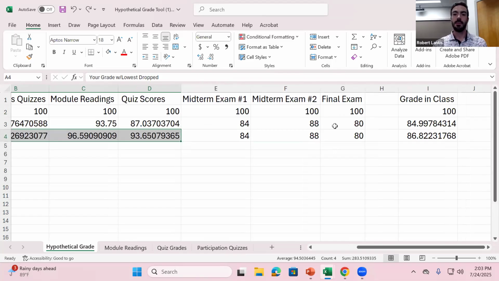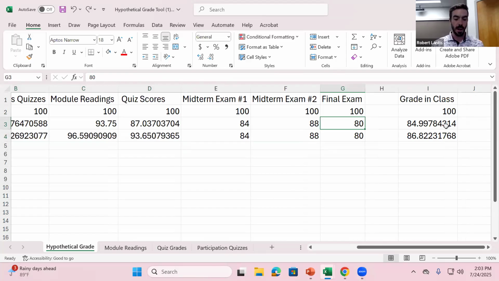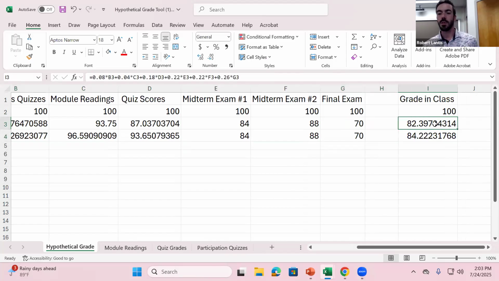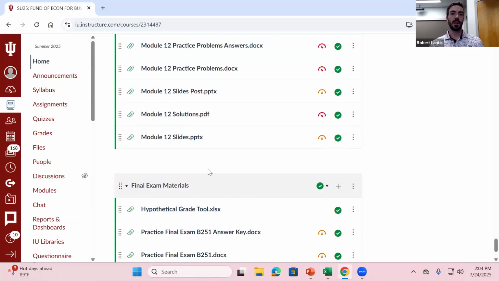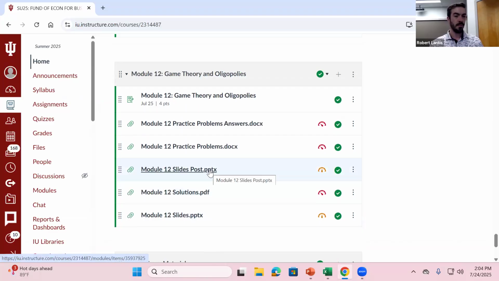Now, this won't be what you see on Canvas because you can play around with this hypothetical final exam grade. So if I get a 70, what would my score be with the lowest dropped? What would it be without the lowest drop? This isn't really that useful since I do drop the lowest, but it shows you how much that grade changes when those lowest scores are dropped. And then these numbers should match up with what you currently see on Canvas in terms of the group score, quiz scores, module readings, participation quizzes. If you have any questions about how to use that, please reach out and let me know. I think that should be useful as we're getting closer to the final exam next Friday.